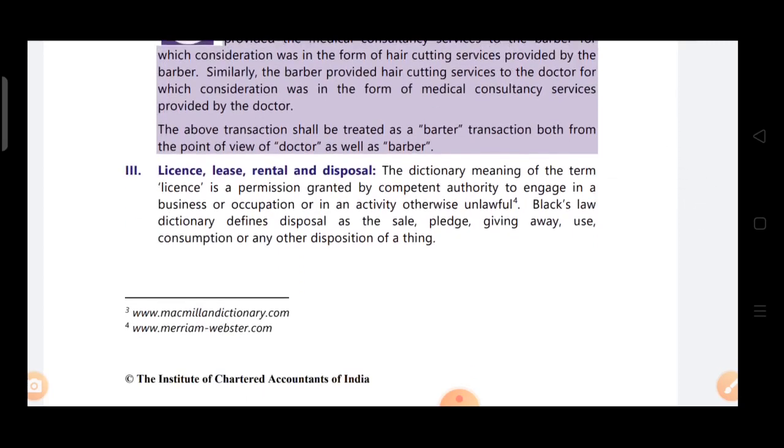Next term: license, lease, rental and disposal. The dictionary meaning of the term license is permission granted by the competent authority to engage in a business or occupation or an activity otherwise unlawful. Means permission granted by the competent authority to engage in any lawful business or occupation. That is license. Now Black's Law Dictionary defines disposal as sale, pledge, giving away, use, consumption or any other disposition of a thing. That is disposal.